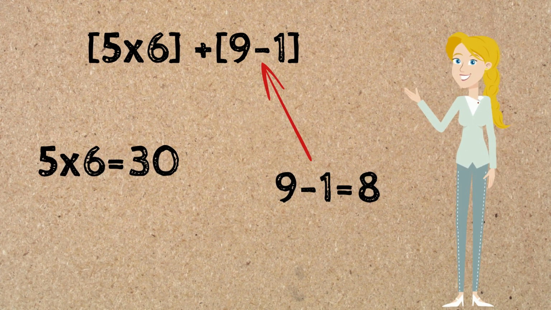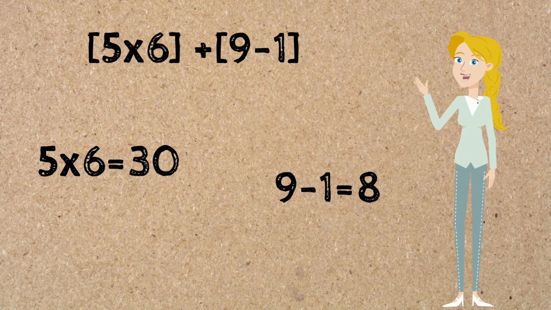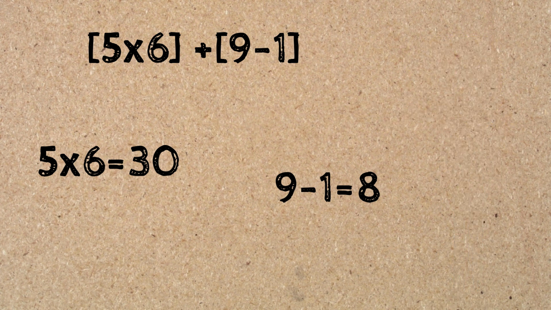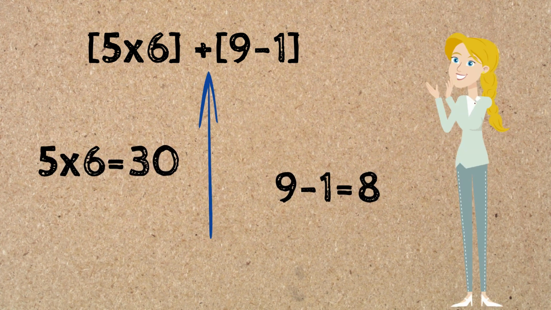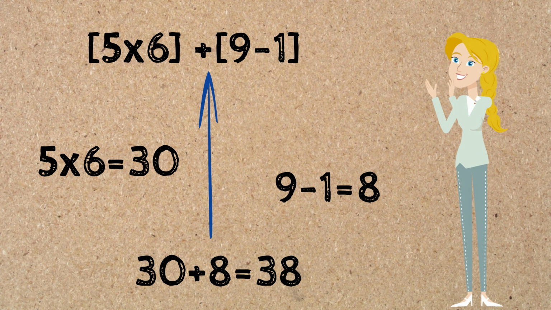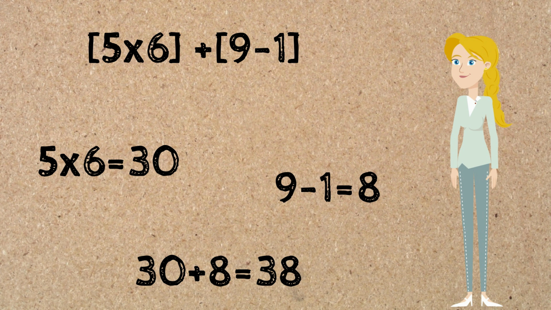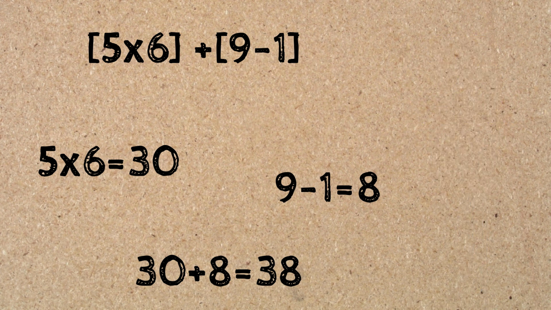So I can say 5 times 6 equals 30, and then 9 take away 1 equals 8. Then I can do the next operation, which is add 30 and 8, which equals 38. And I know for sure that this is the correct answer because I have followed the rules of operations to solve this.